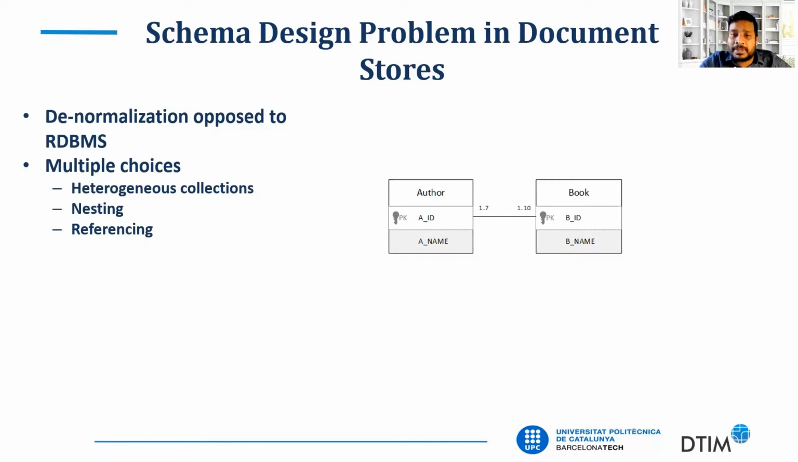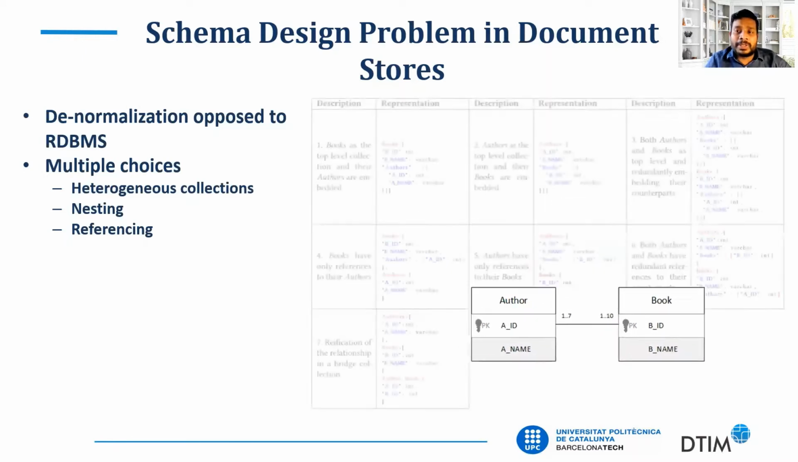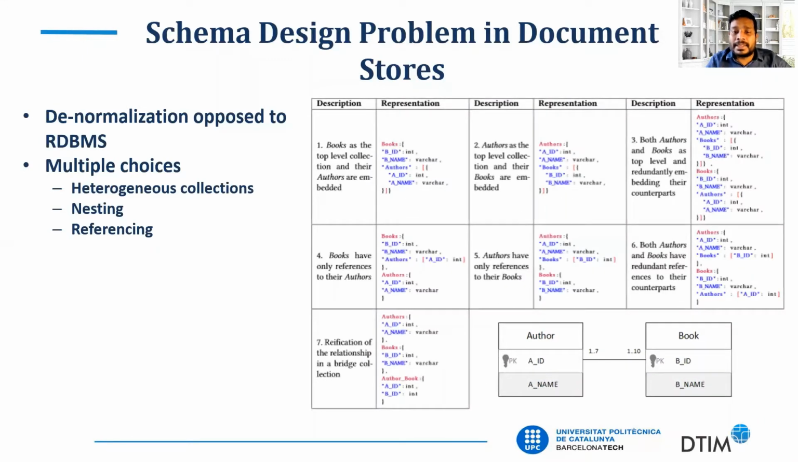If you take a small example of authors and books with a many-to-many relationship between the two, for a relational database management system you would have two separate tables for authors and books, and a bridge table in the middle to support the many-to-many relationship. So with normalization, you end up with this solution. However, in a document store, we could come up with at least 7 solutions, as I have given here.